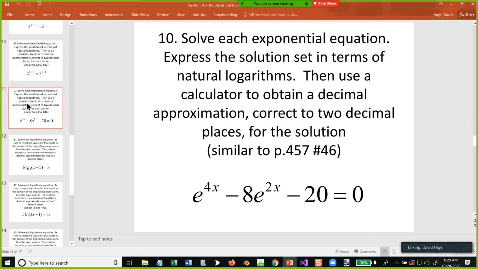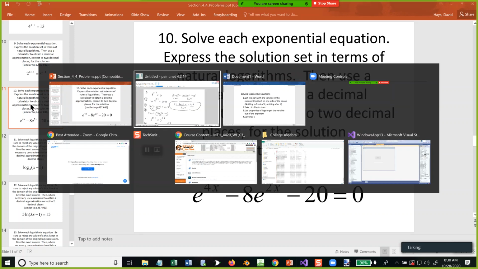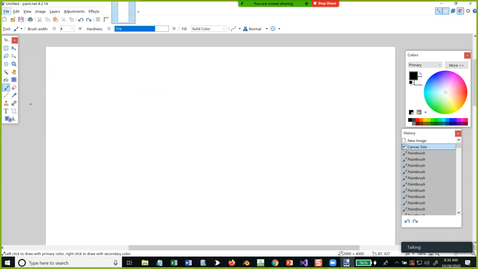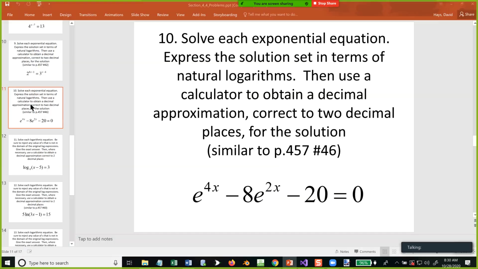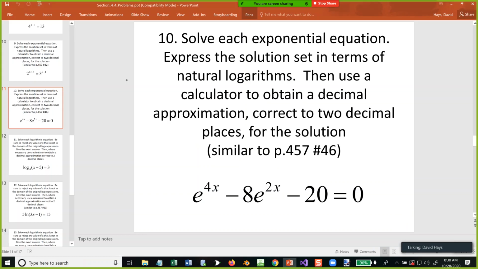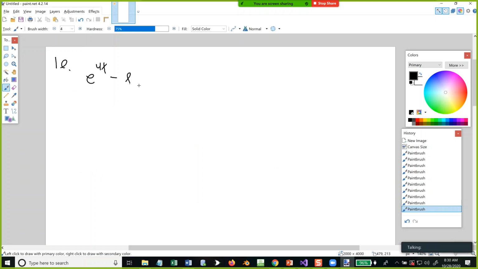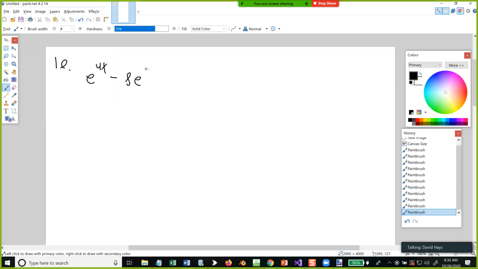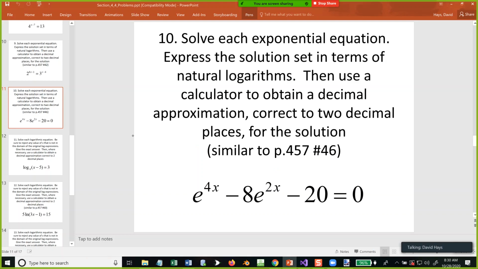Now, next problem doesn't work with those steps. It's an oddball case. e to the 4x minus 8 e to the 2x minus 20 equals 0.